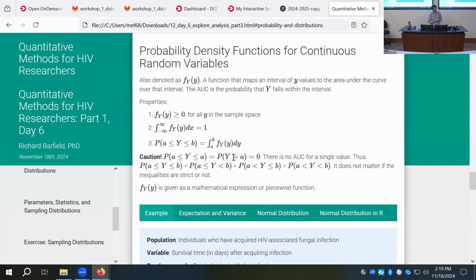So there's basically no area under a curve for a single value. Also, the inequalities don't really matter for a continuous variable. So the probability that a is less than or equal to y less than or equal to b is the same as the probability of a less than or equal to y less than b, which is equal to so on and so on, right? Which isn't the case for discrete variables.